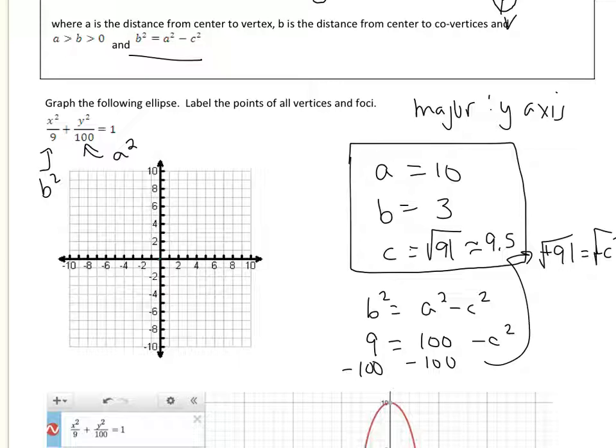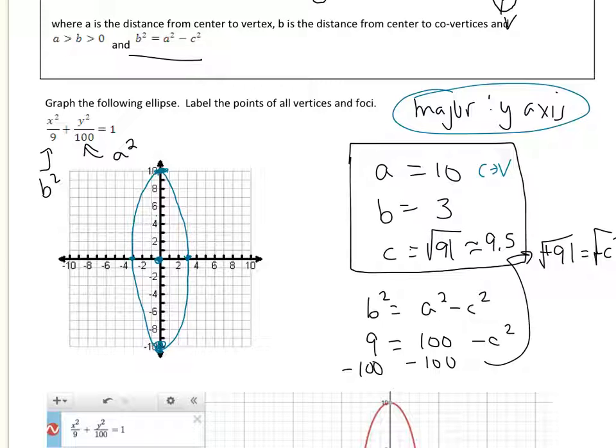So graphing it, we have our center. Now a is the distance from the center to the vertex. But instead of going left and right this time, I'm going to go up and down. So I'm going to go up 10, and I'm going to go down 10. Because the y-axis is our major axis in this case, because the bigger number was under y squared. My co-vertices are 3 away, so here and here. So you have a really, really skinny vertical ellipse in this case. The foci, 9.5 away, those are always on the major axis, so those are out here as well. So again, knowing what a, b, and c are, knowing the bigger number is under your major axis, really all there is to this.